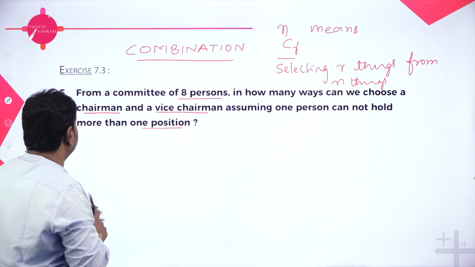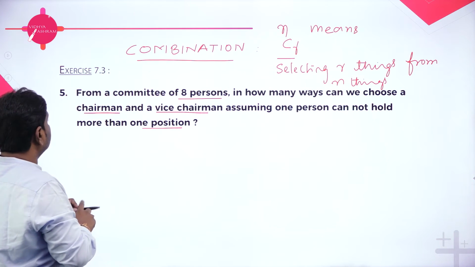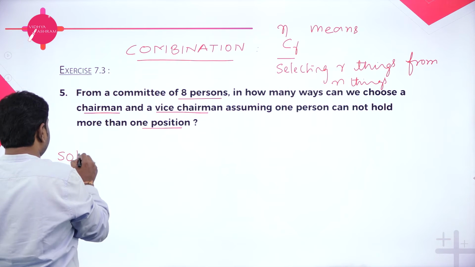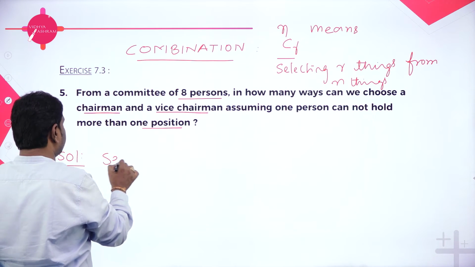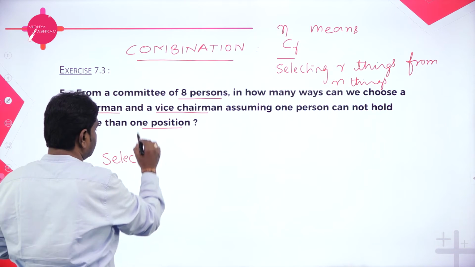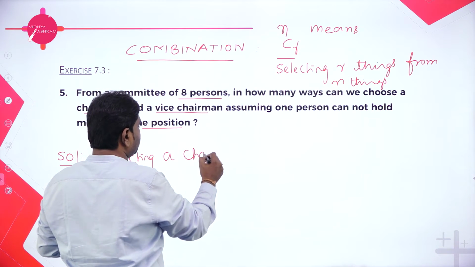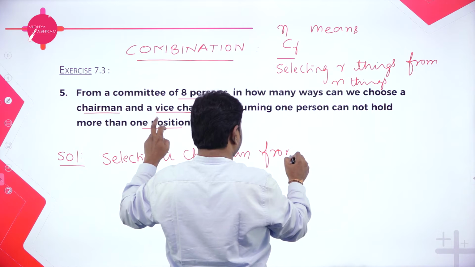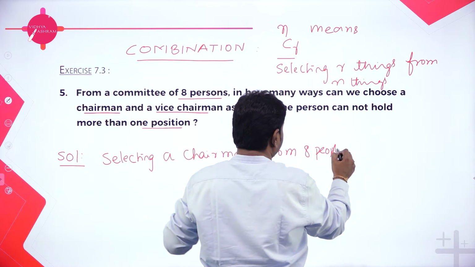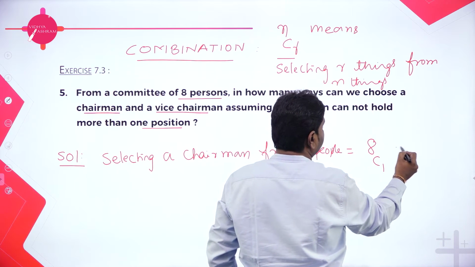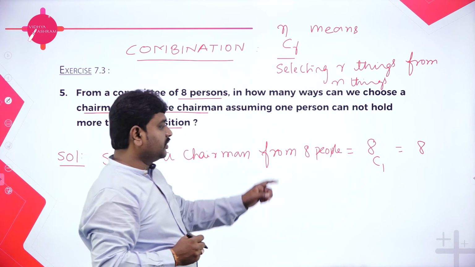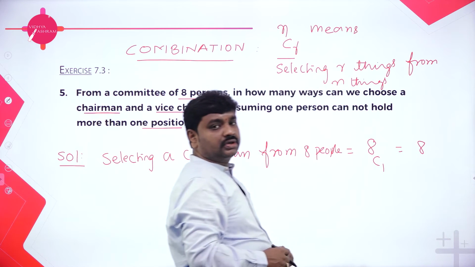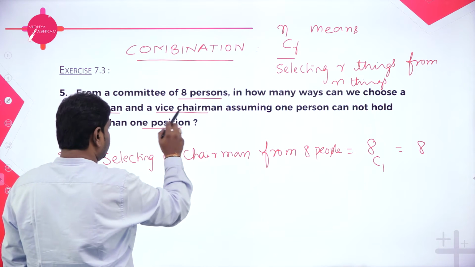So the same logic we will use. Combination or selection, one and the same. From a committee of 8 persons, total I have 8 people. You have to select a chairman. A chairman is one person, from 8 people, so that is 8C1. What is 8C1? 8. 8C1 means 8 divided by 1 factorial. That's it. And then after that you have to select the vice chairman.